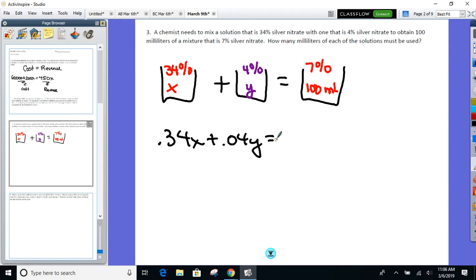We had the train rolling right now and then a screeching halt. Matt, what are you doing here? 0.34 times x, 0.04 times y. What do you think I'm going to do here? 0.07 times 100. You got to multiply those 2. I remember a lot of people on the quiz just put 100 there. It's 0.07 times how much you have. Please remember that.